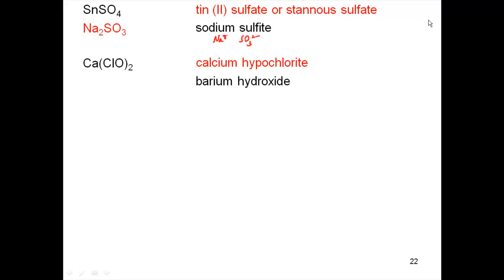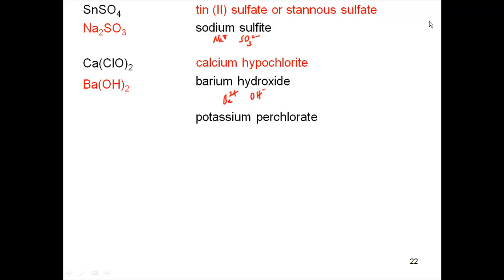Barium hydroxide. Okay, I got to remember what barium is, barium 2+. Hydroxide was OH-. Okay, got to put those together. We want that to cancel out, which means I'm going to need 2 hydroxides. Which gives me Ba(OH)2.